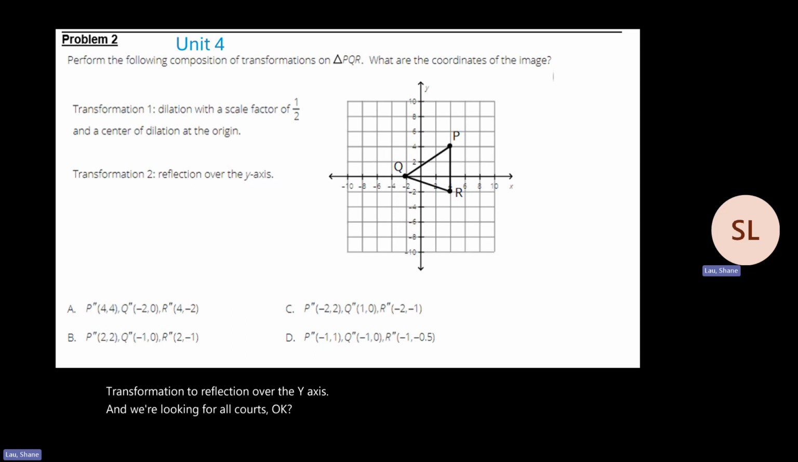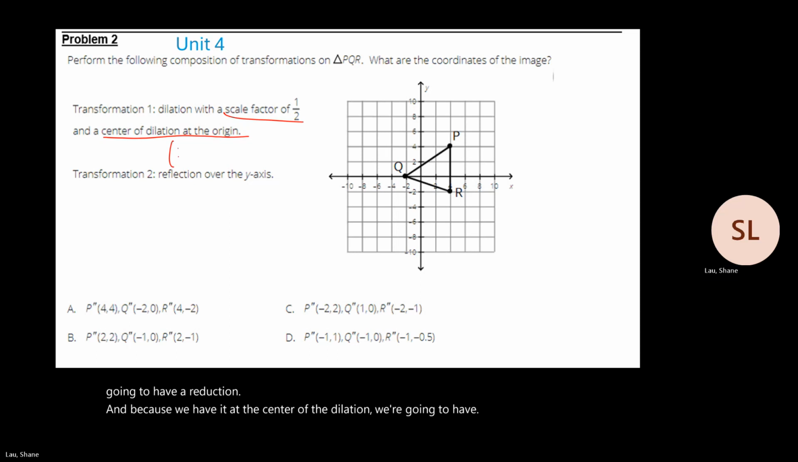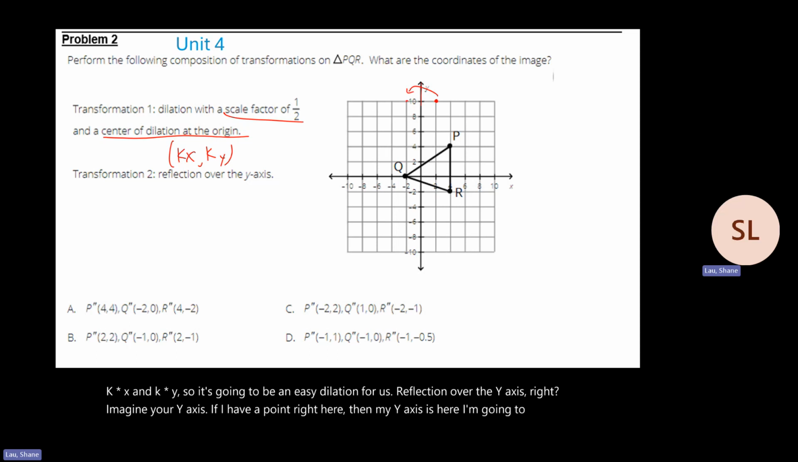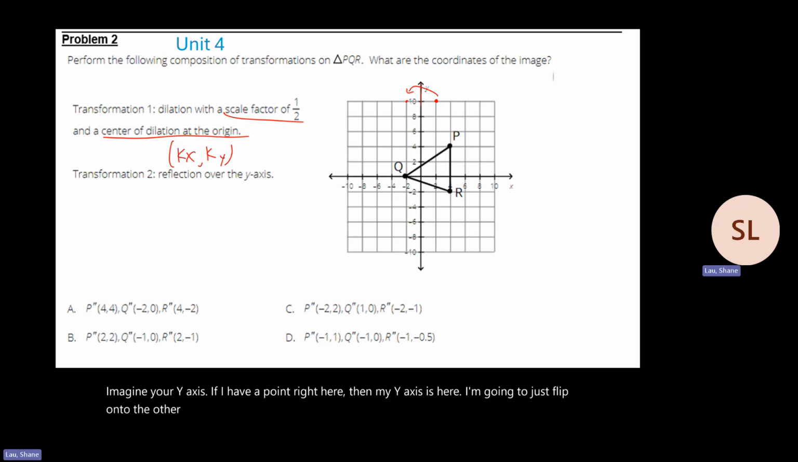Remember, when we have a dilation scale factor of less than 1, that means we are going to have a reduction. And because we have the center of dilation at the origin, we're going to have k times x and k times y. So it's going to be an easy dilation for us. Reflection over the y-axis: imagine your y-axis. If I have a point right here, I'm going to flip it onto the other side. The y value isn't changing, the x is turning negative. So negative x comma y.